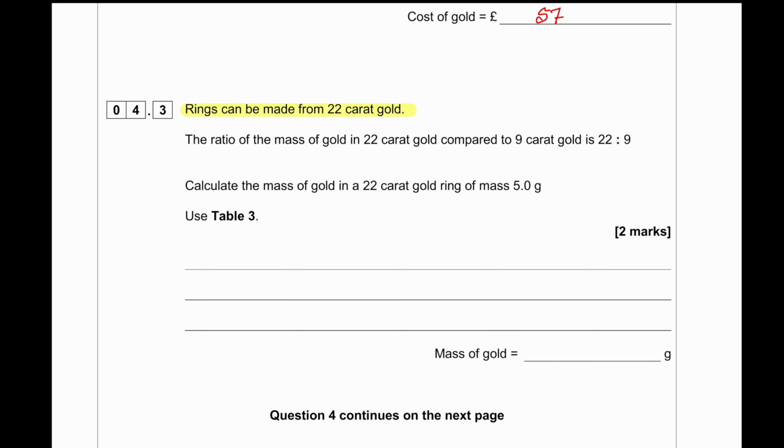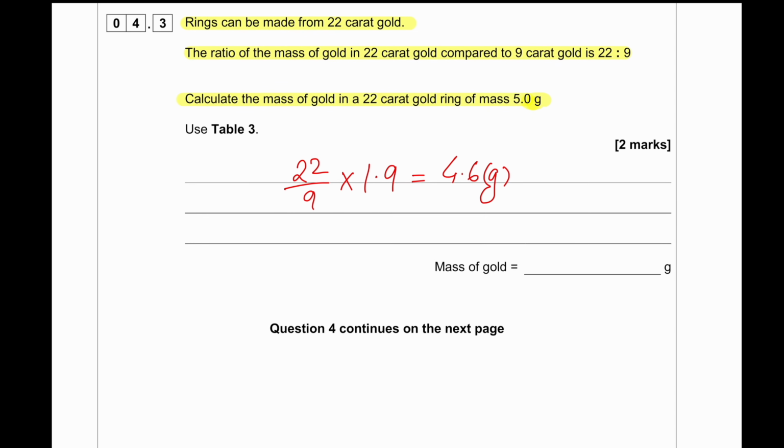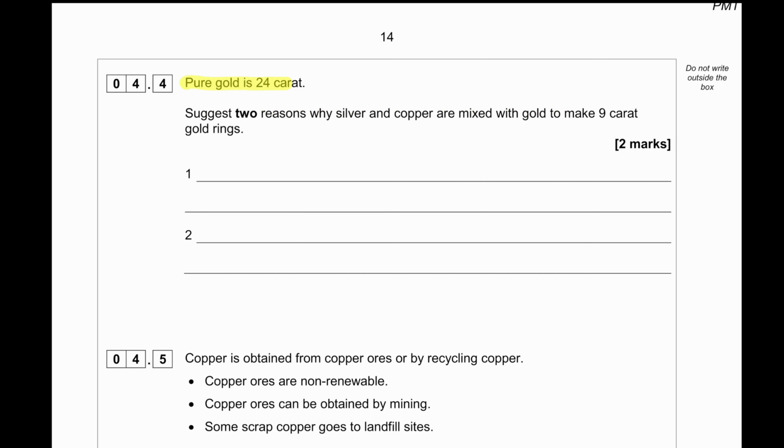Rings can be made from 22-carat gold. The ratio of the mass of gold in 22-carat gold compared to 9-carat gold is 22 to 9. Calculate the mass of gold in a 22-carat gold ring of mass 5 grams. To find the mass of gold in a 5 gram ring, we use the ratio 22 over 9. For the 9-carat ring we have already used 1.9 grams, so 22 divided by 9 times 1.9 gives us 4.6 grams. That means if the same ring were made with 22-carat gold, it would have to contain 4.6 grams of gold. Pure gold is 24 carat.